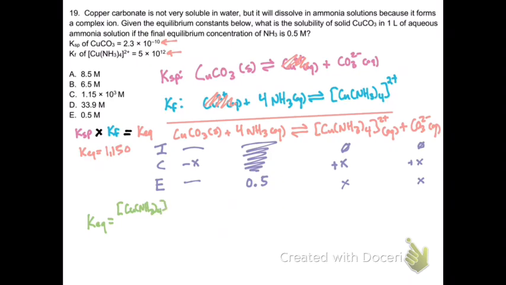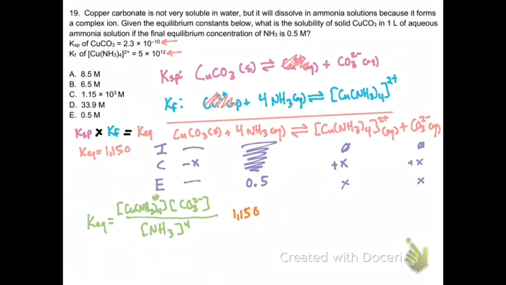This is 2 plus times the carbonate, CO3 2-, all divided by, we don't include our solid, but we do have to remember that it's the NH3 to the 4th because it does have that stoichiometric coefficient of 4 here. All right, so now let's plug in all of our values.